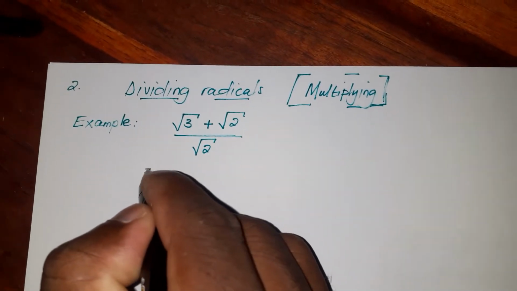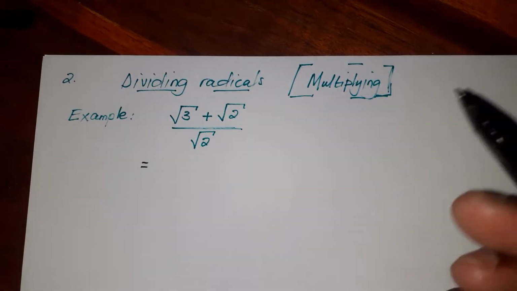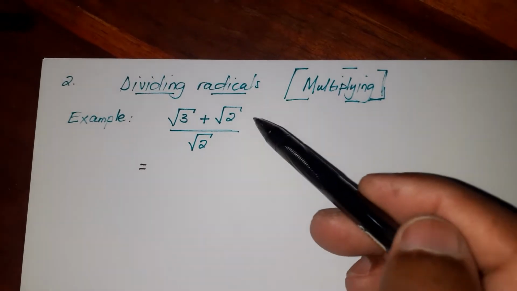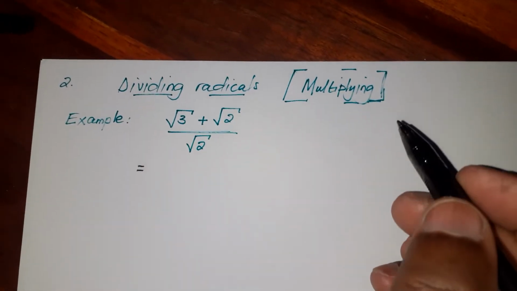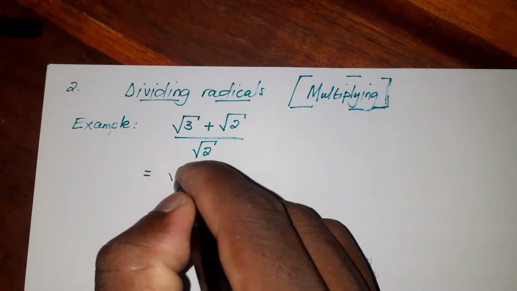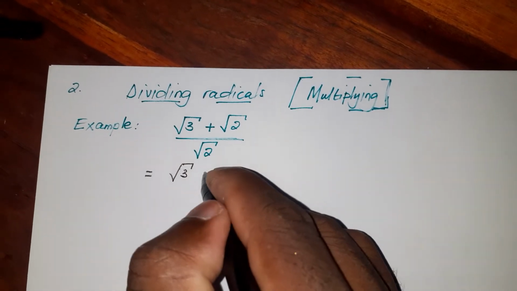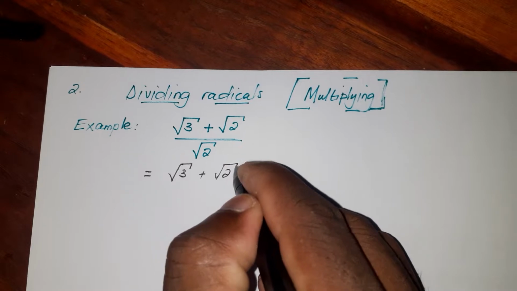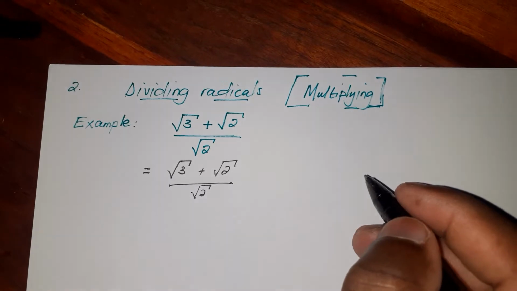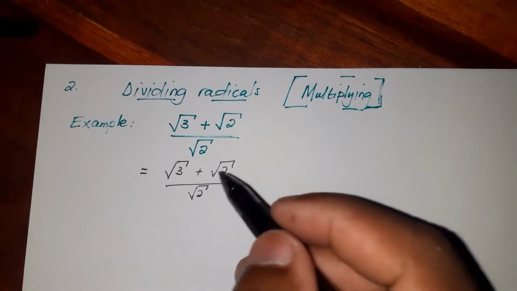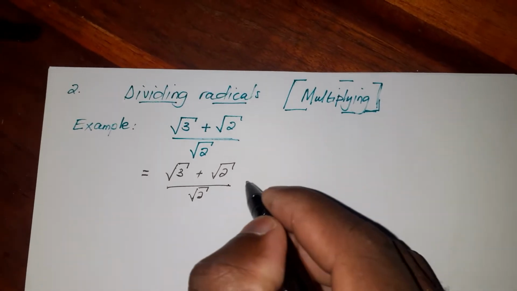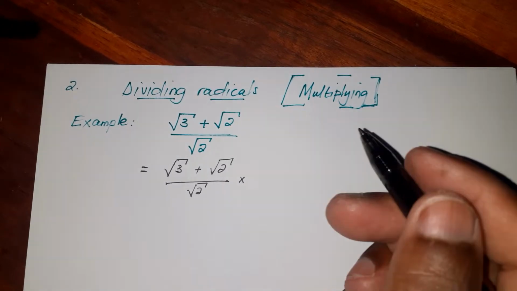Now what we need to know is that when we are dividing radicals like this, we have to make sure that we don't change the original question that we are given. Let me quickly rewrite this. We have the square root of 3 plus the square root of 2, and we are dividing by the square root of 2. That is the original question. So we don't change the original question. Therefore, we are going to multiply this by 1.